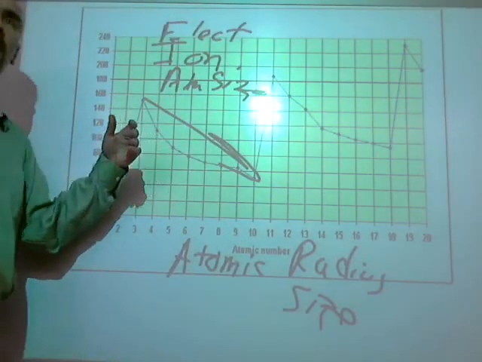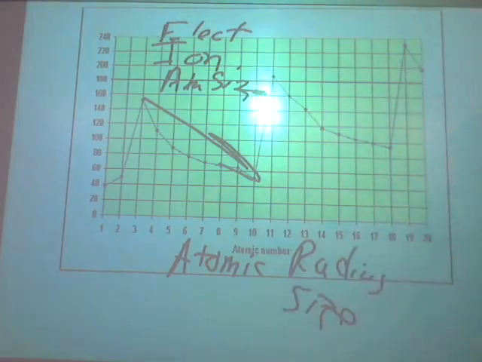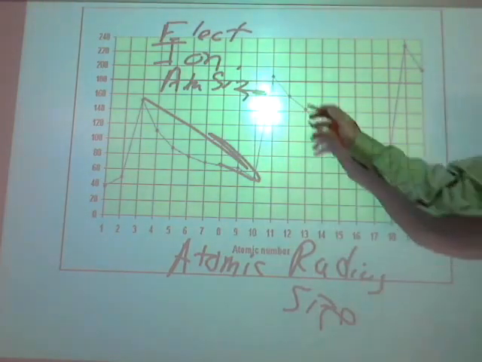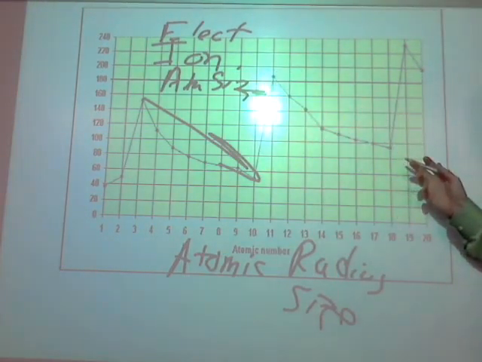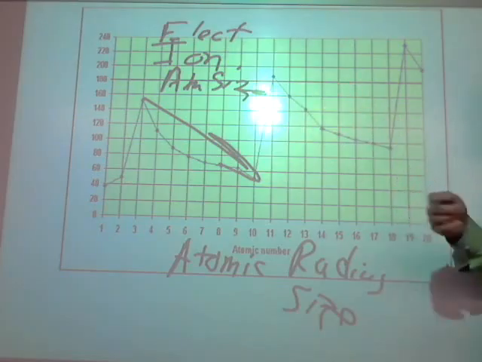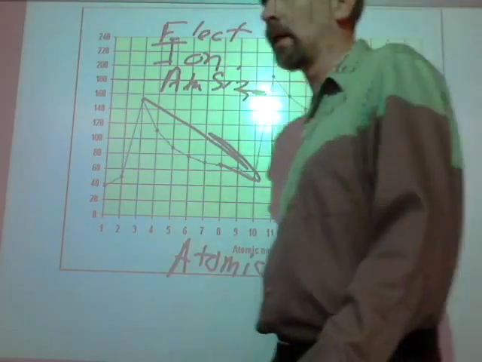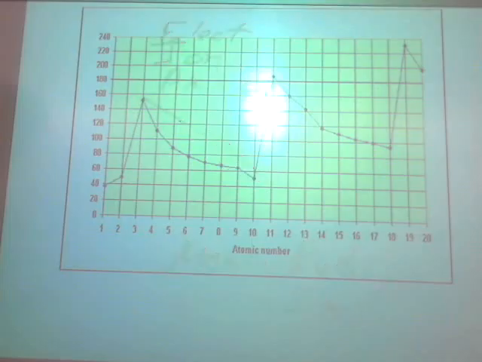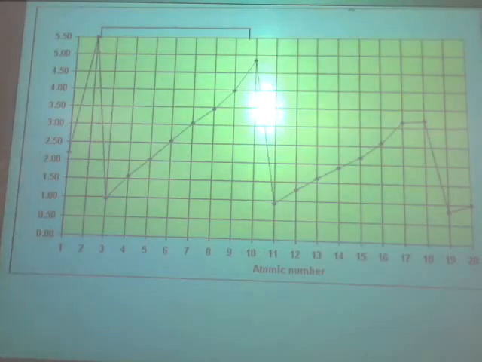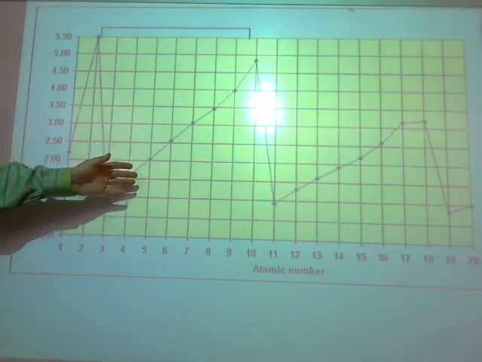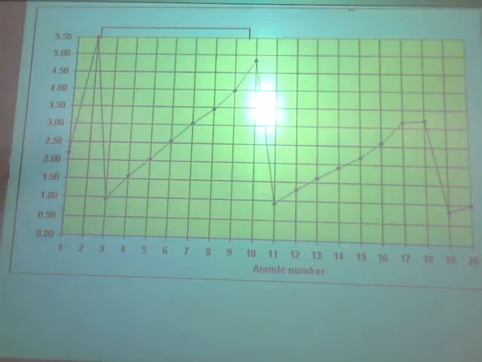Could it be metallic character? Do you have better metals as you go across or worse metals? Granted, there's no number for metallic character, so it's not going to be that. All right, what about this one? What's happening across a period for this one? This one is going to be either electronegativity or ionization energy.